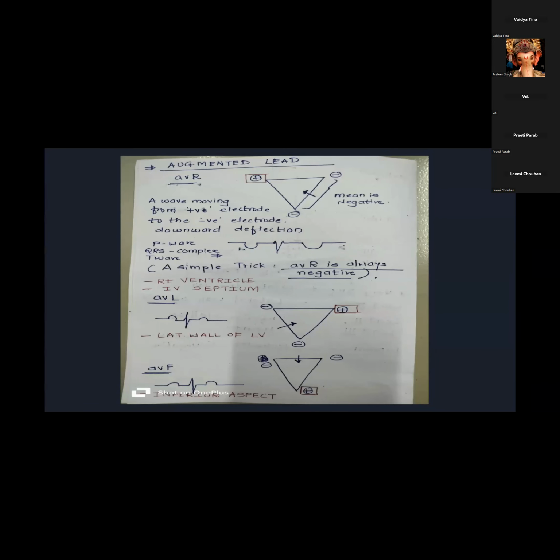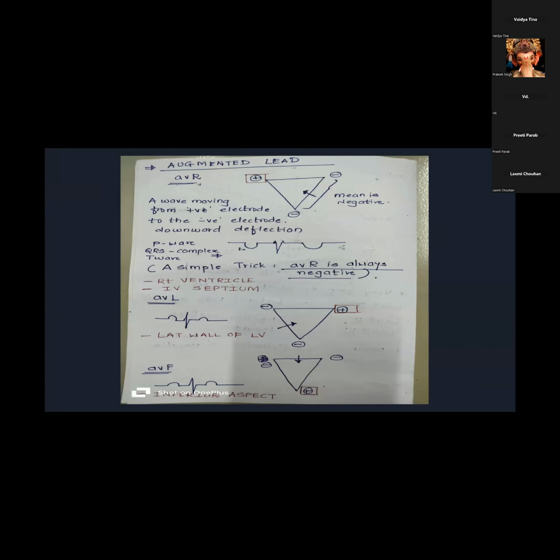Coming to the AVL part, if we consider the AVL to be the positive, now look at the average potential difference between right arm and left leg. So here the impulse will be traveling from the negative electrode towards the positive electrode, right? So whenever the current is traveling from the negative electrode towards the positive electrode, the deflection will always be positive. That is why the leads of the AVL will always have an upward deflection. Now, what does AVL represent? It represents the lateral wall of the left ventricle.